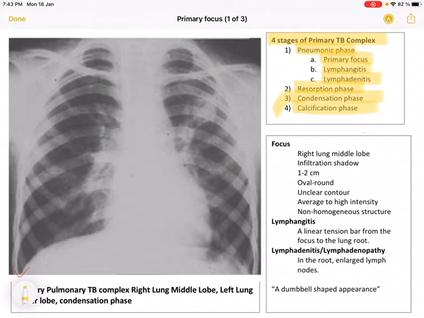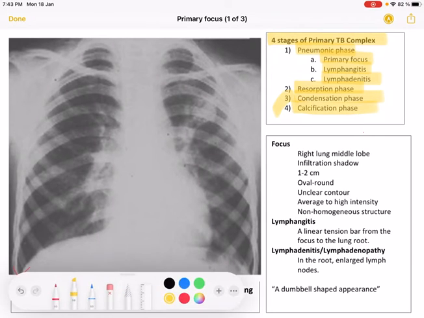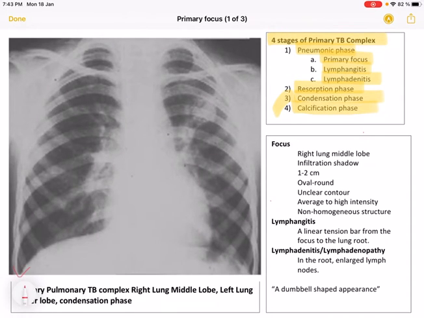Because in the pneumonic phase, the size is big: initial involvement, disease progress. Then the disease enters the resorption phase, regression, and the size decreases, then gradually decreases until it calcifies and forms a residual mass. So now we can see here a primary focus, involvement of lymph node, and a primary focus.